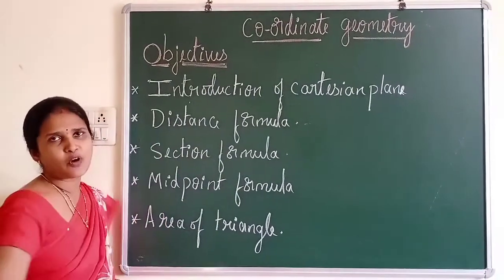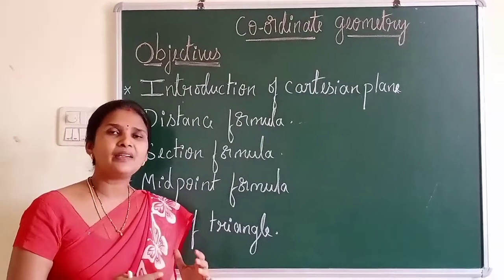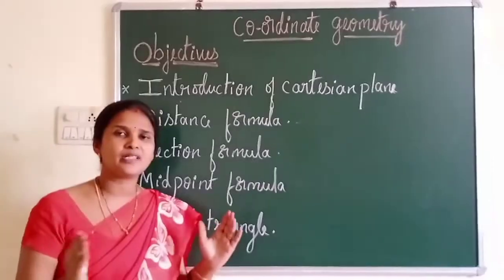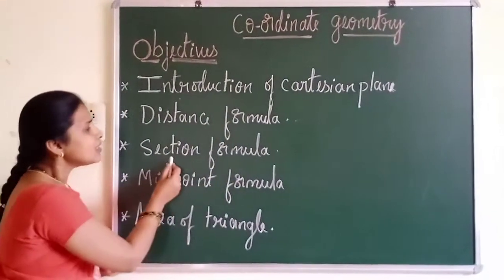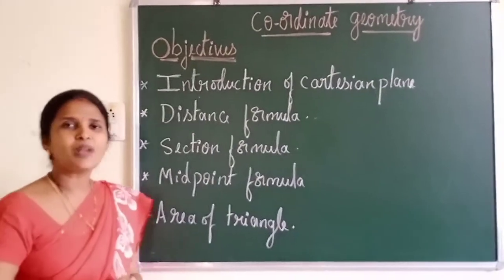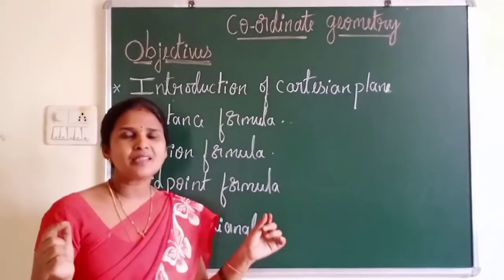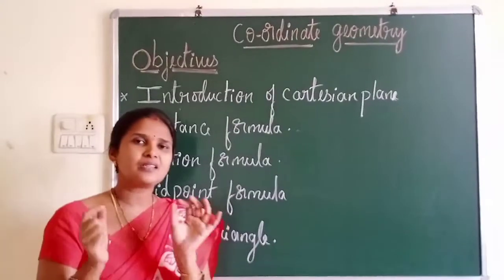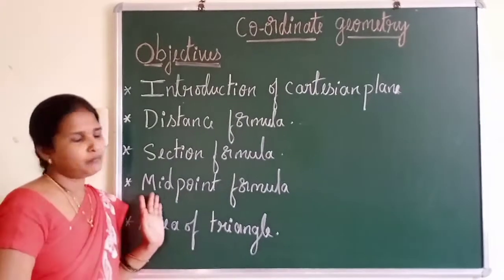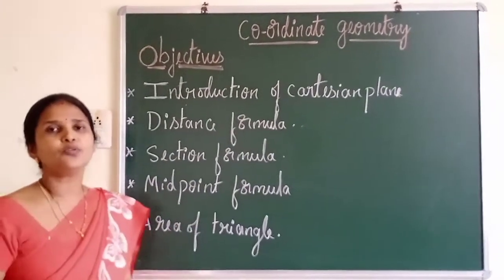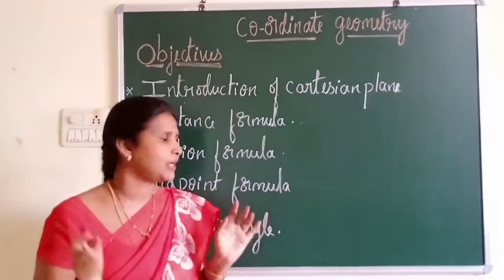Next is distance formula. In this distance formula we learn how to find the distance between any two points in a Cartesian plane using a formula. Next is section formula. Section formula helps you to find a point when a line segment is divided in a certain ratio. And next, coming to midpoint formula. Midpoint formula helps you to find exactly the middle point of a given line segment.